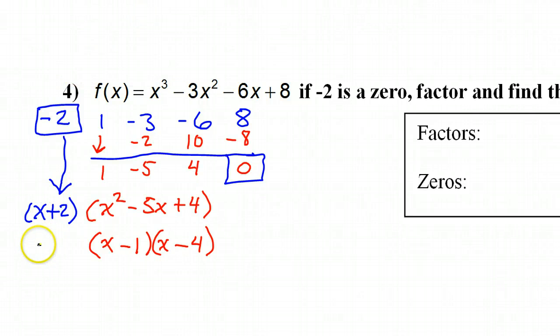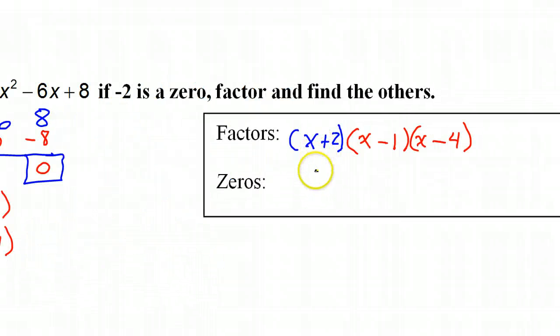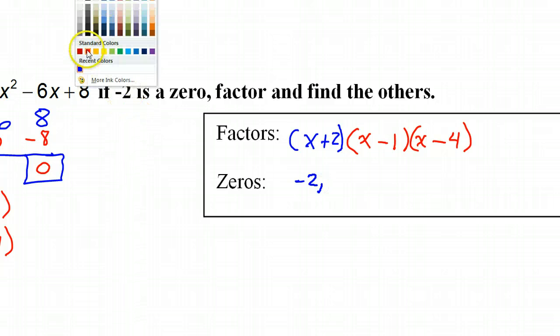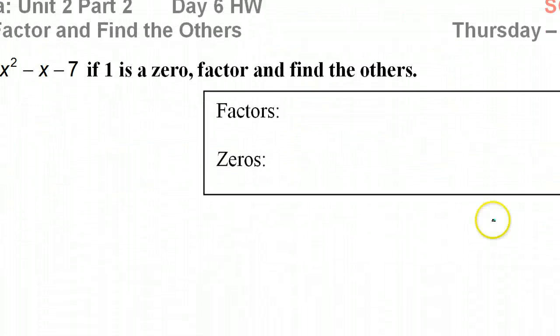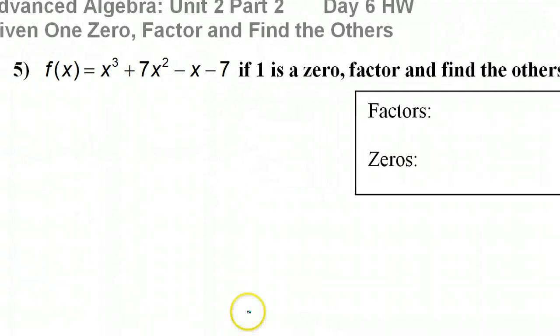I can just bring down my x plus 2 from before. So here, this is the factored form. Okay, from this, I have a 0 of negative 2. Okay, that's the one we were given. But I also have a 0 of positive 1 and a 0 of positive 4 from this one. So these are the 3 zeros from this function. Okay, what is next? All right, let's take a look at number 5.